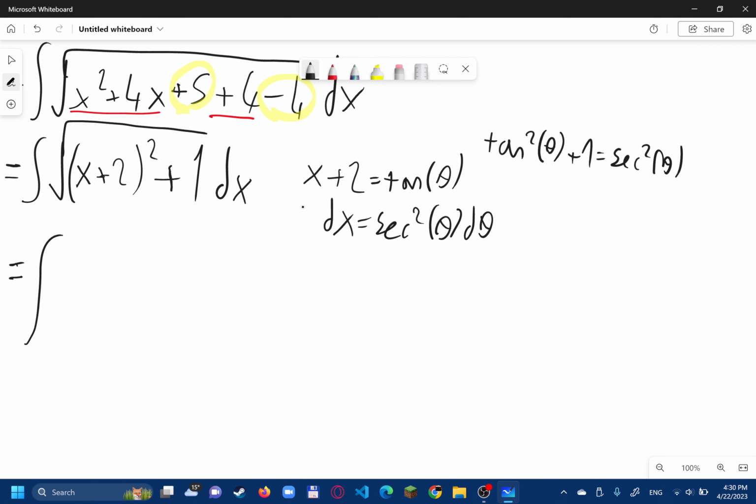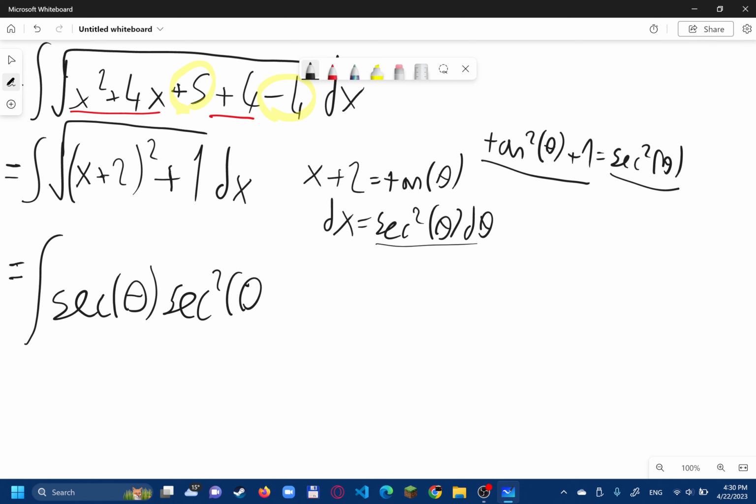So if we substitute tangent theta instead of x plus 2, we end up with tan squared theta plus 1. And that is the same as this identity, which is equal to secant squared theta. And the square root of secant squared theta is just secant theta. Dx, however, is equal to secant squared theta d theta.